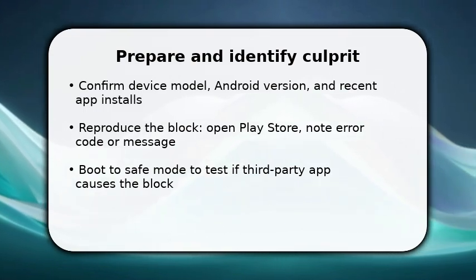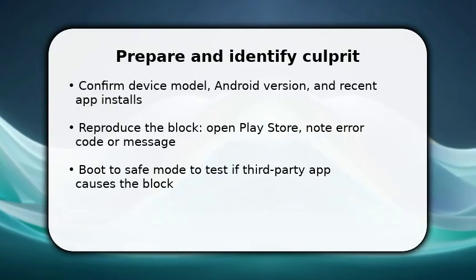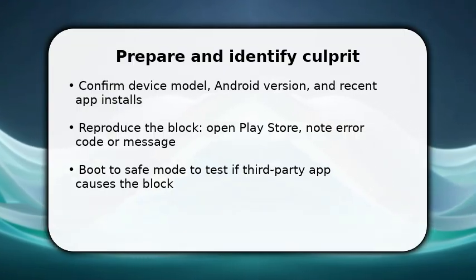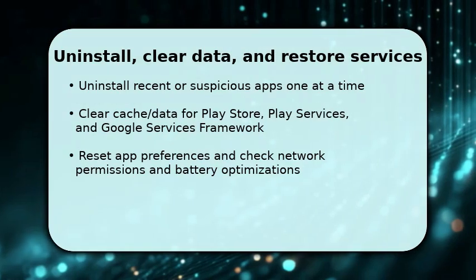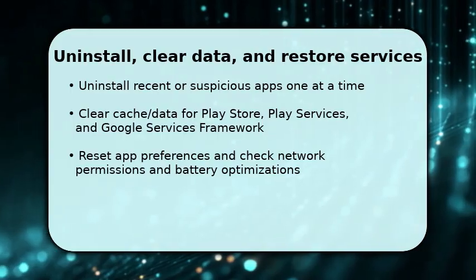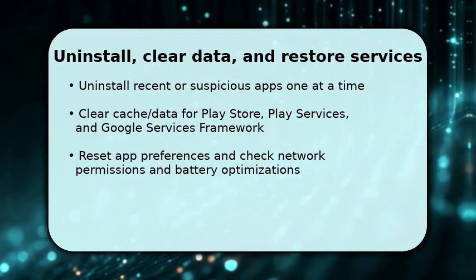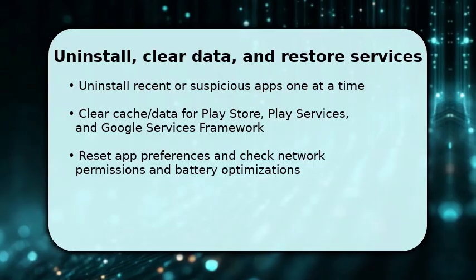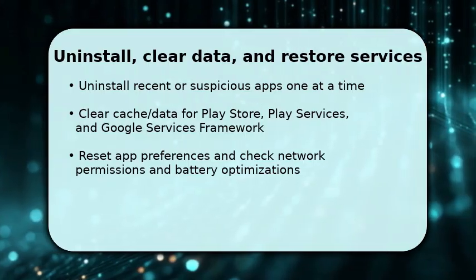You now remove likely offending apps, uninstalling the most recent or suspicious ones first because they commonly cause conflicts. After each uninstall, clear cache and data for Google Play Store, Google Play Services, and Google Services Framework to remove corrupted state. This resets handshake data.